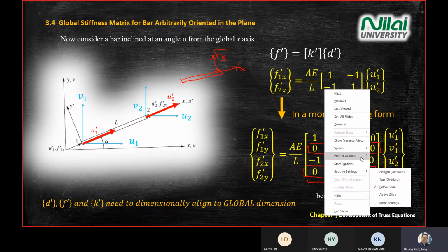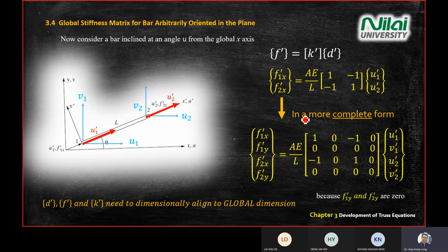Maybe just a little bit more explanation. So again, this is x direction only. How about y direction? How do you fill in the matrix? Again, you write U1, V1, U2, V2.